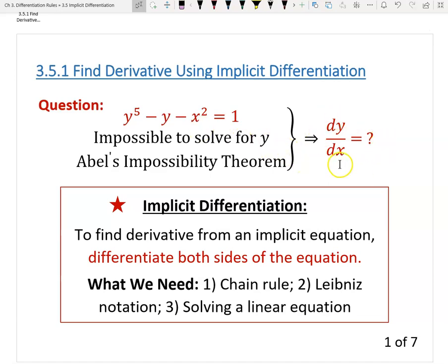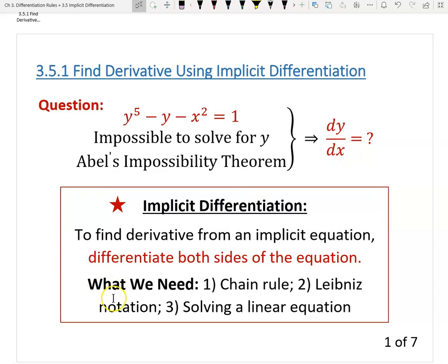So how do we find the derivative? We have a method, and this is the topic: implicit differentiation. All we need to do for this method is differentiate both sides of the equation. Take a derivative with respect to x of the left side and the right side, and therefore we have a linear equation. Solve the linear equation, and we get what we need.